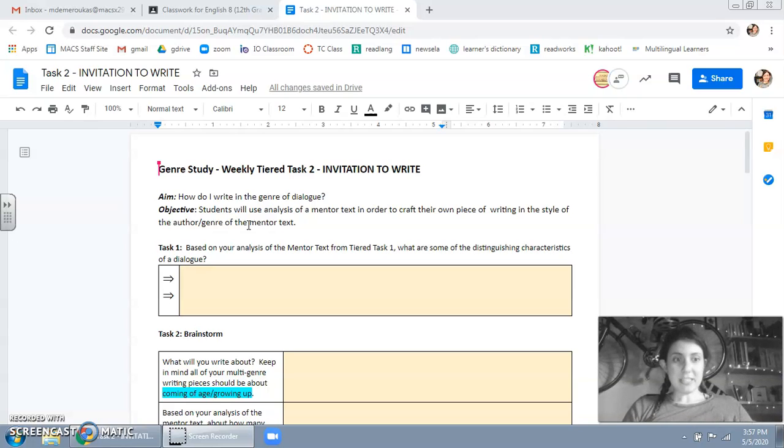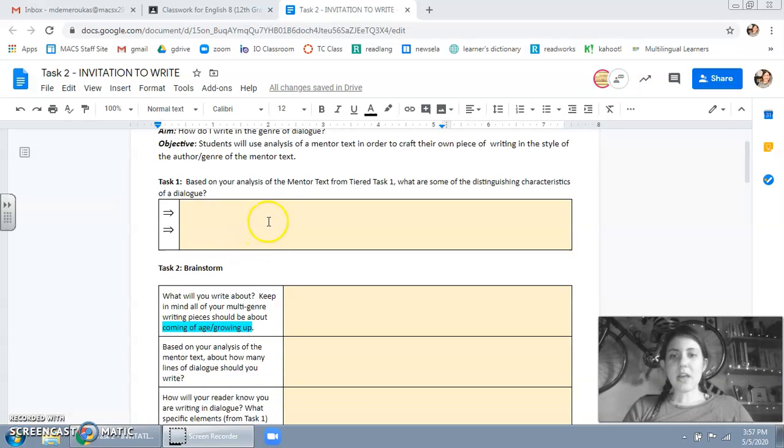So to do this task, Task 1, based on your analysis of the mentor text, what are some distinguishing characteristics of dialogue? I just told you a bunch. What makes a dialogue different than a regular story or a poem or any other kind of genre that you read? So hopefully you remember some of those features.